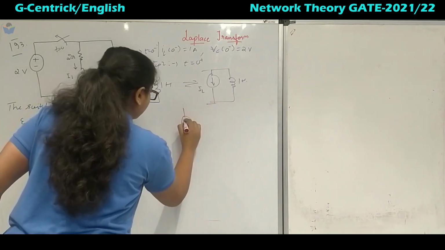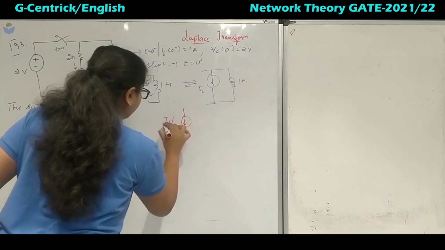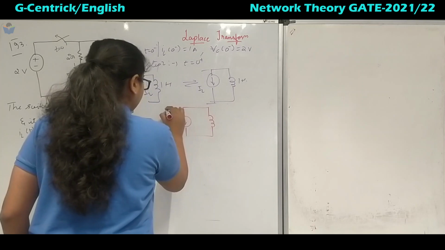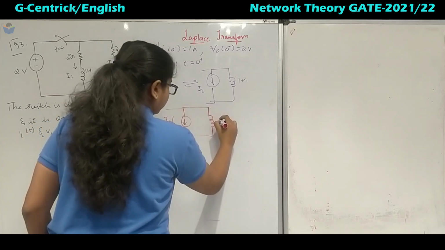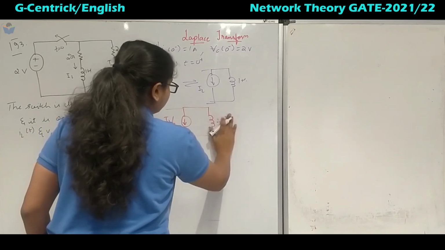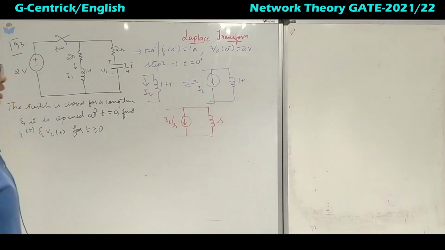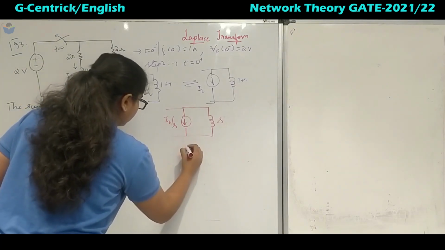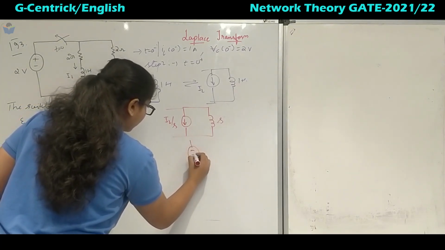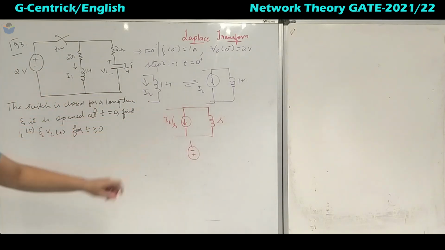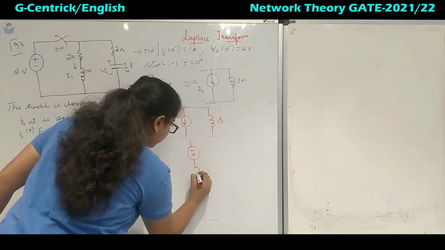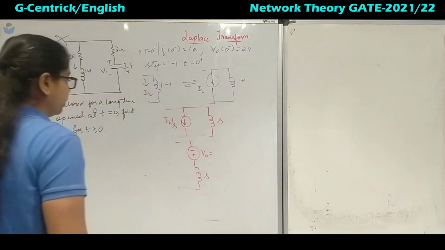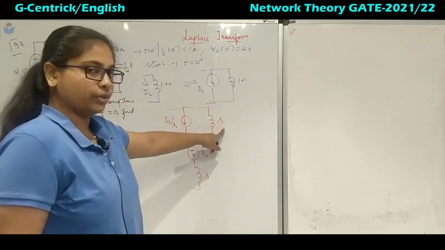So when we have got that 1 Henry, we can take the Laplace transform of this one. So this will be IL over S, and this is L into S, which is nothing but just S, since the value of inductor is 1. Now for this one, we will take the source transformation. Our source transformation will be, this is minus and this is plus. Be careful with the direction of the current, and this will be in series. So this is S, and this V0 value will be nothing but IL of S into S.